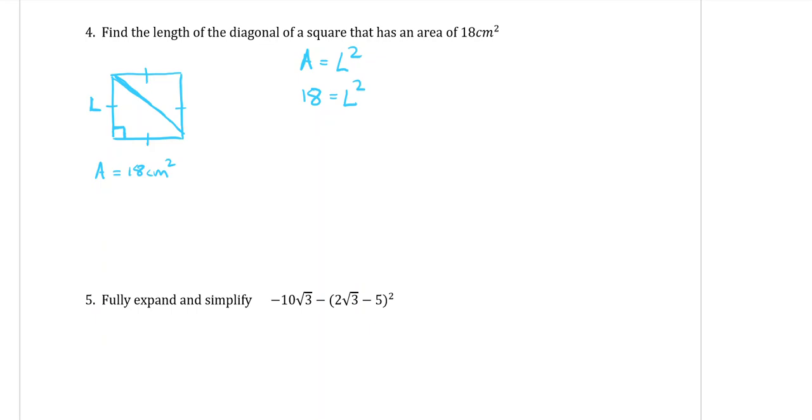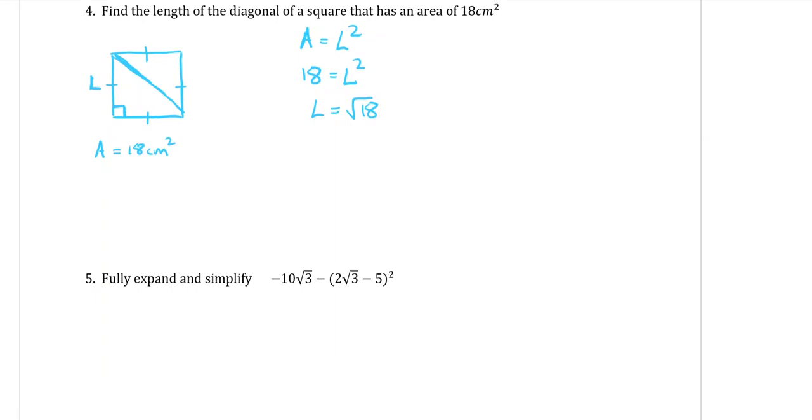I have to do 2 steps here. To get the L by itself, I'm going to square root the 18. And that is a surd that I could simplify, but I'm not going to simplify yet because I still have more to do, and I'll save the simplifying for the end if there is any. So if the lengths of my square now are square root of 18 here, and square root of 18 there, if I want to find the diagonal, I'm going to use my right angle triangle and do Pythagoras' theorem to find the hypotenuse.